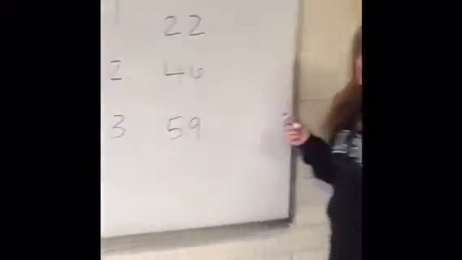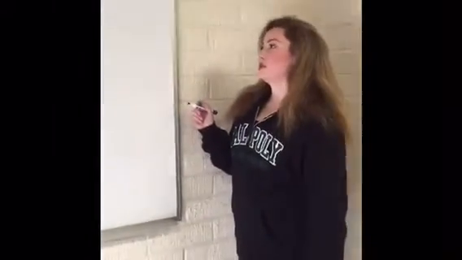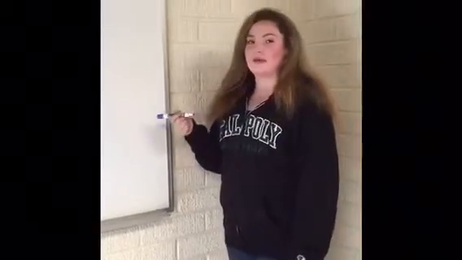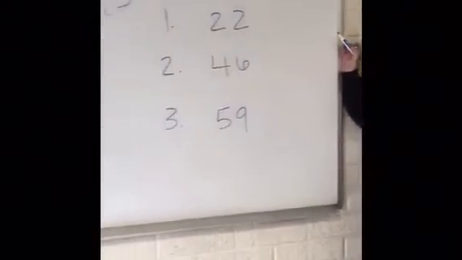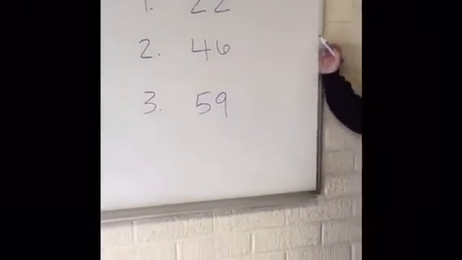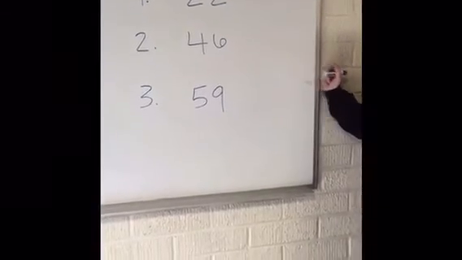And now that you guys know how to write out the Babylonian numeration system, I want you guys to do a couple on your own. So for the first question, I want you guys to do 22, number 2 is 46, and number 3 is 59. Thank you for watching.